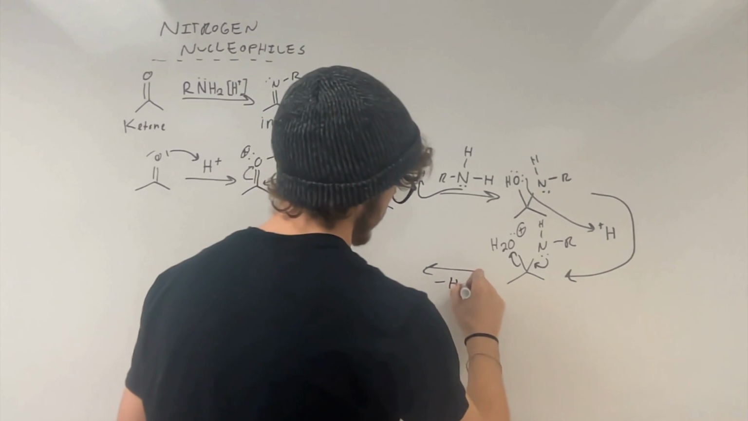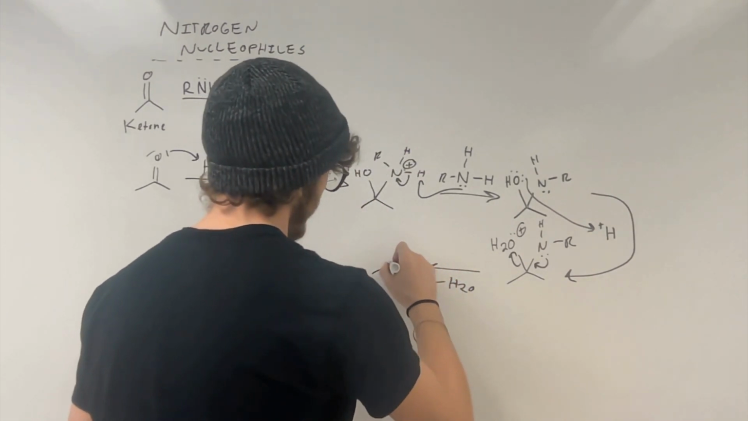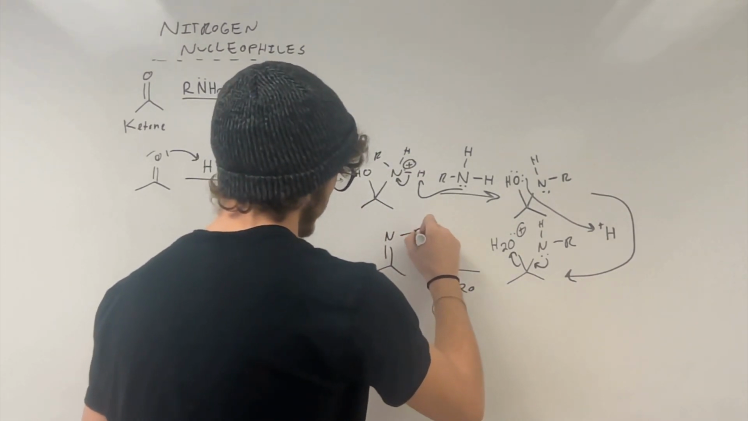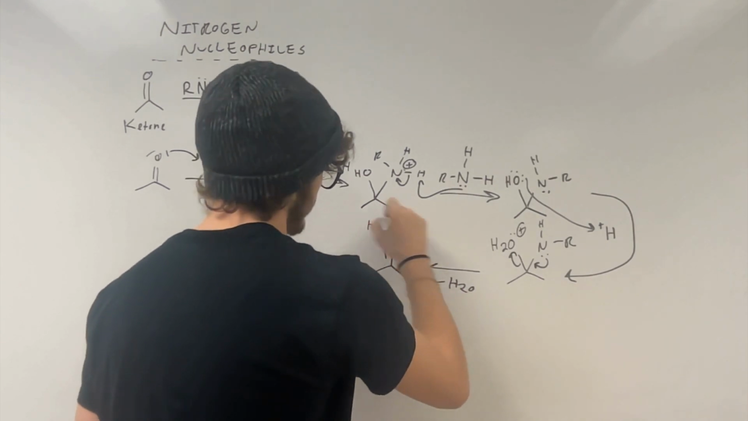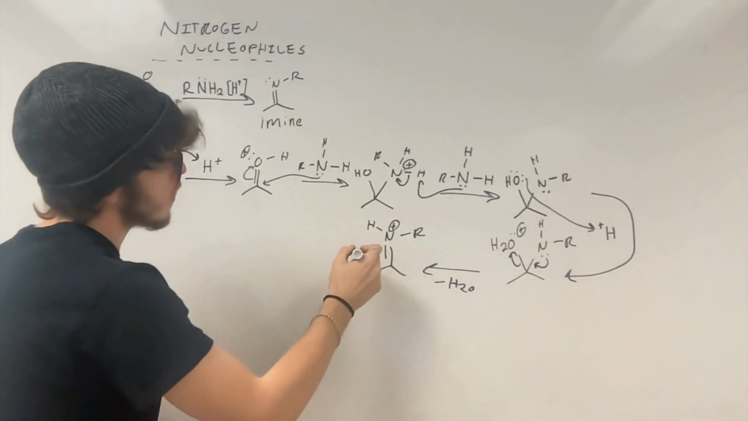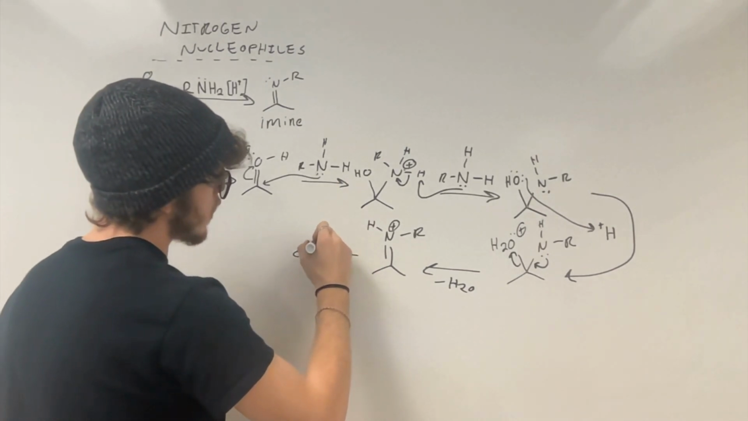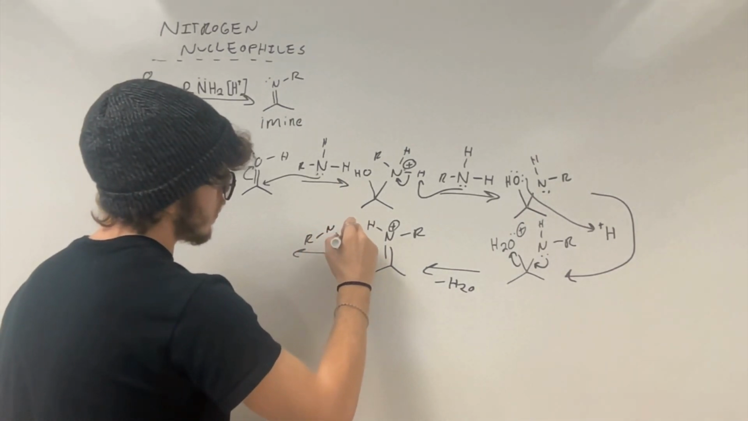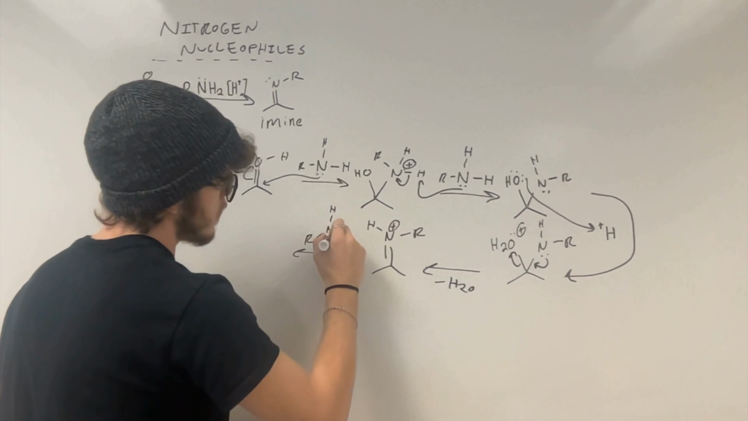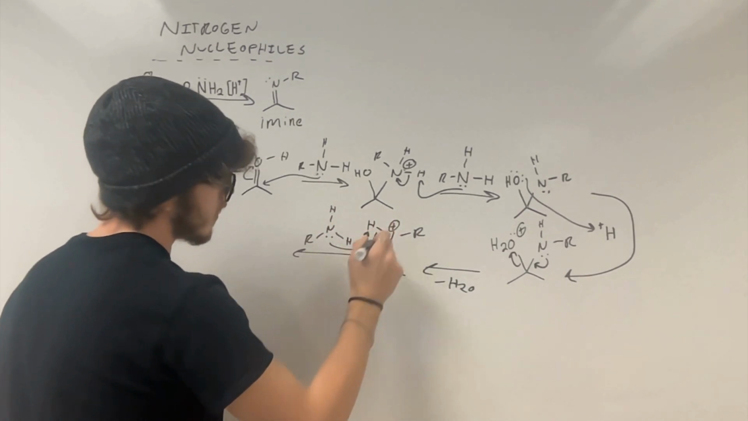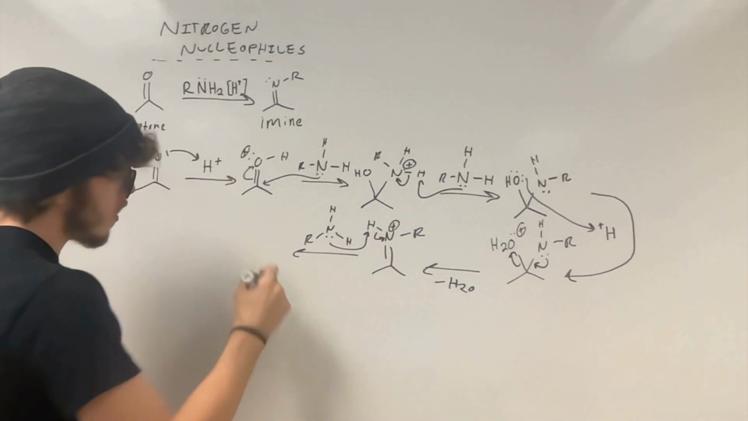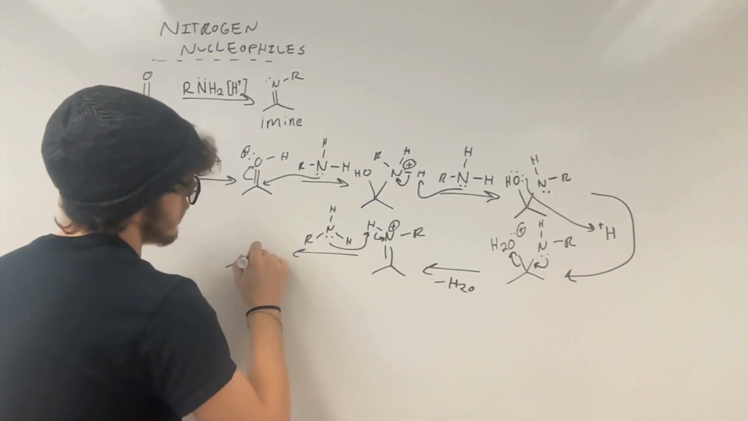So we lose water, and now we have what's called an imine, but it's not really an imine yet because we have to neutralize it because we have a positive charge on nitrogen, which just comes from another equivalent of our amine coming in and deprotonating our protonated imine to just form the imine.